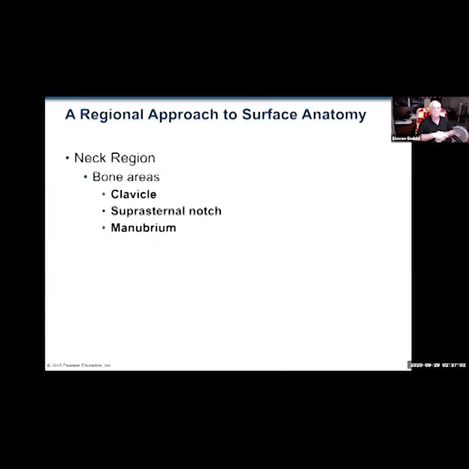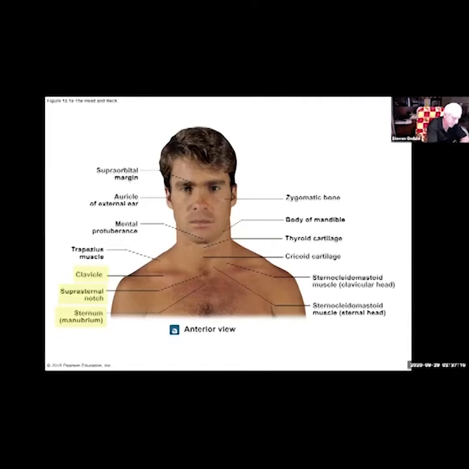In the neck region, you have the clavicle, which you can palpate. You have the suprasternal notch, which is a notch above the sternum, and you have the manubrium of the sternum. So here's your clavicle. See the clavicle here and the clavicle there. Okay, that's your collarbone.